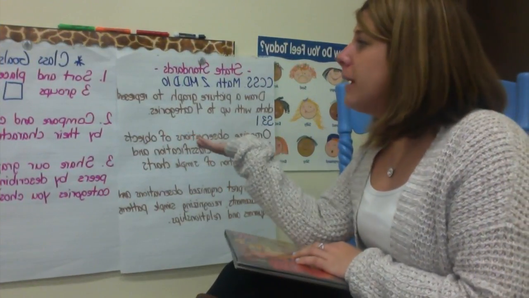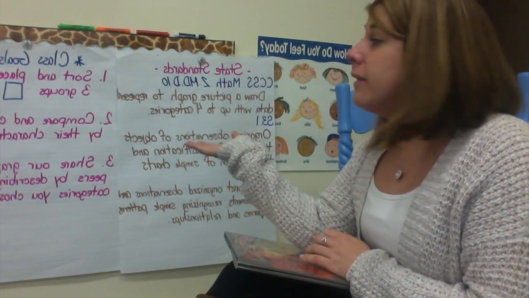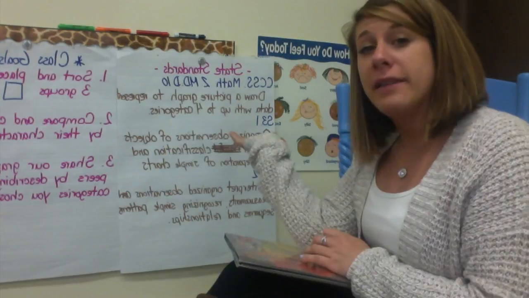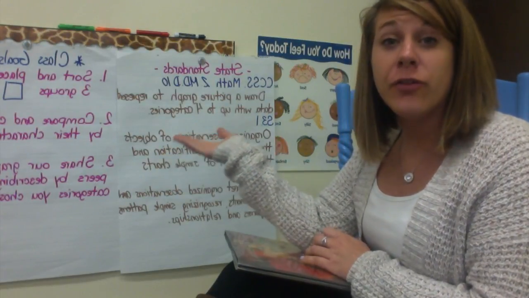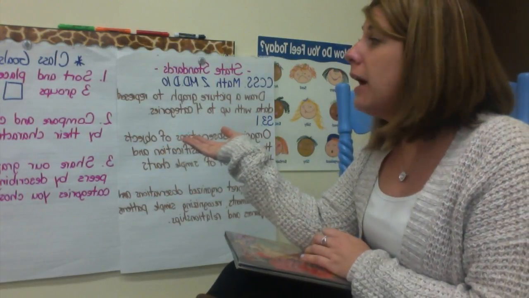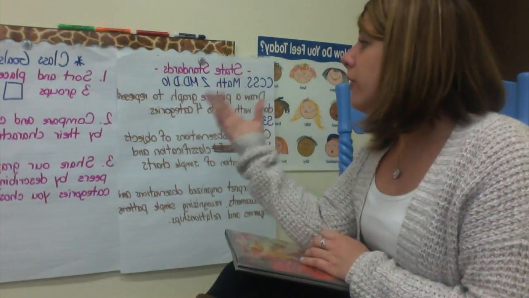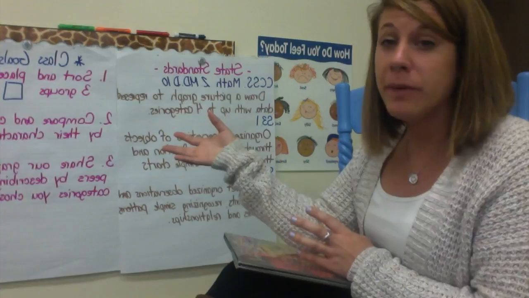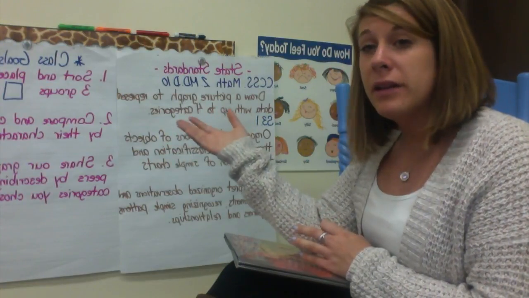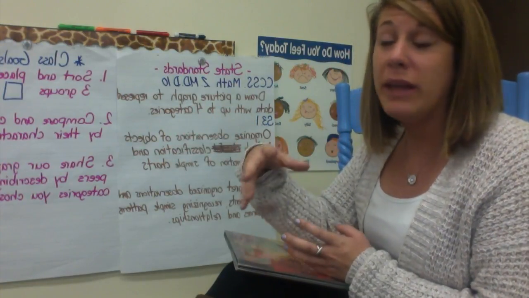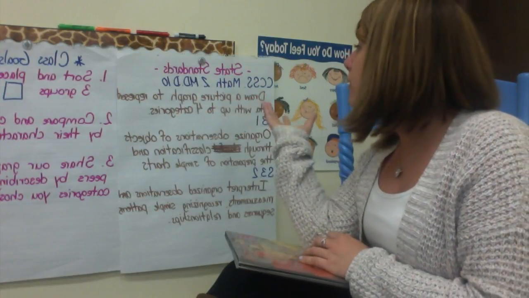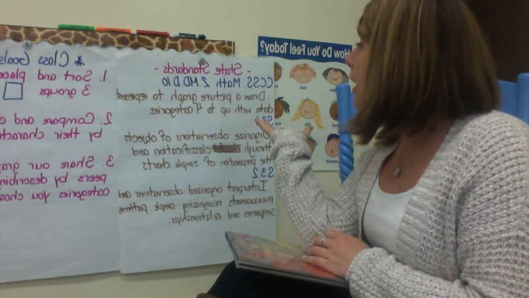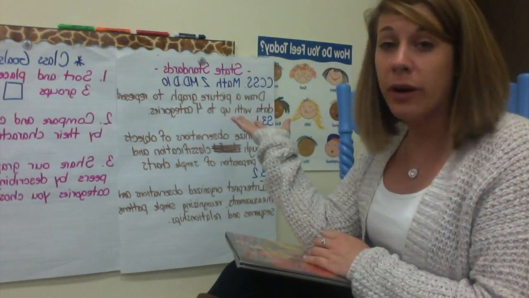The second chart that we have here are the class goals. These class goals are aligned with the state standards but are fit for the second graders to read and understand what we are working on for our lesson. For example, the first one says, sort and place leaves into 3 groups. Next to it, I have a box to see at the end of the lesson if we met our goal, which is also our state standard, to draw a picture graph to represent data with up to 4 categories.